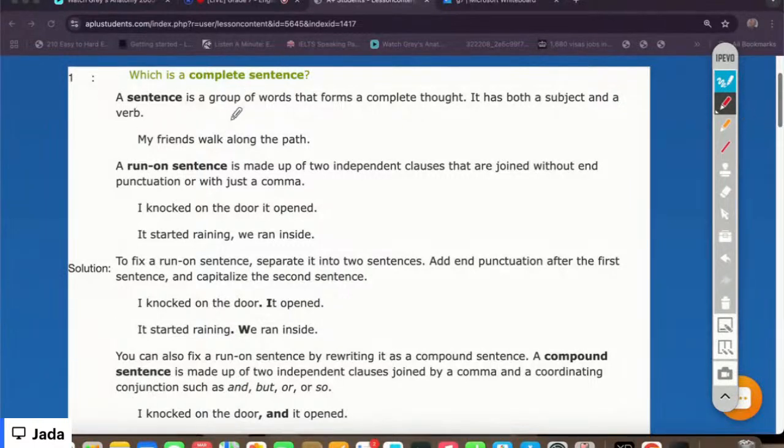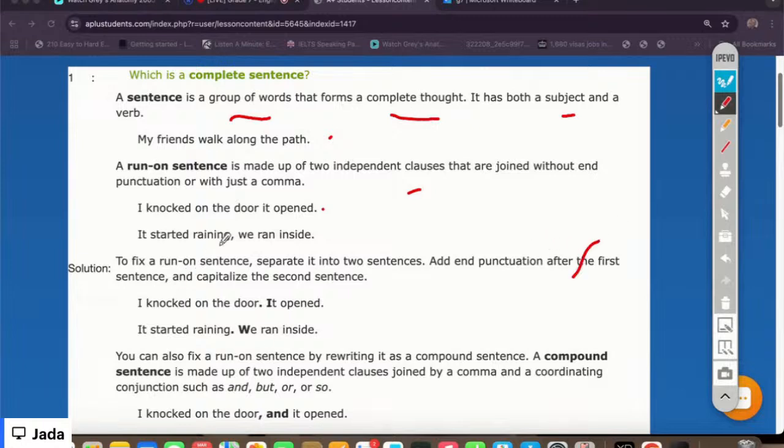We already know that a sentence is a group of words that forms a complete thought, having a subject and a verb. My friends walk along the paths. That's a complete sentence. So for the run-on sentence, it is made up of two independent clauses that are joined together without end punctuation or with just a comma. I knocked on the door, it opened. So now, this is two sentences joined together. It started raining, we ran inside, with a comma. So this is what we call a run-on sentence when we have two independent clauses joined together in a sentence.